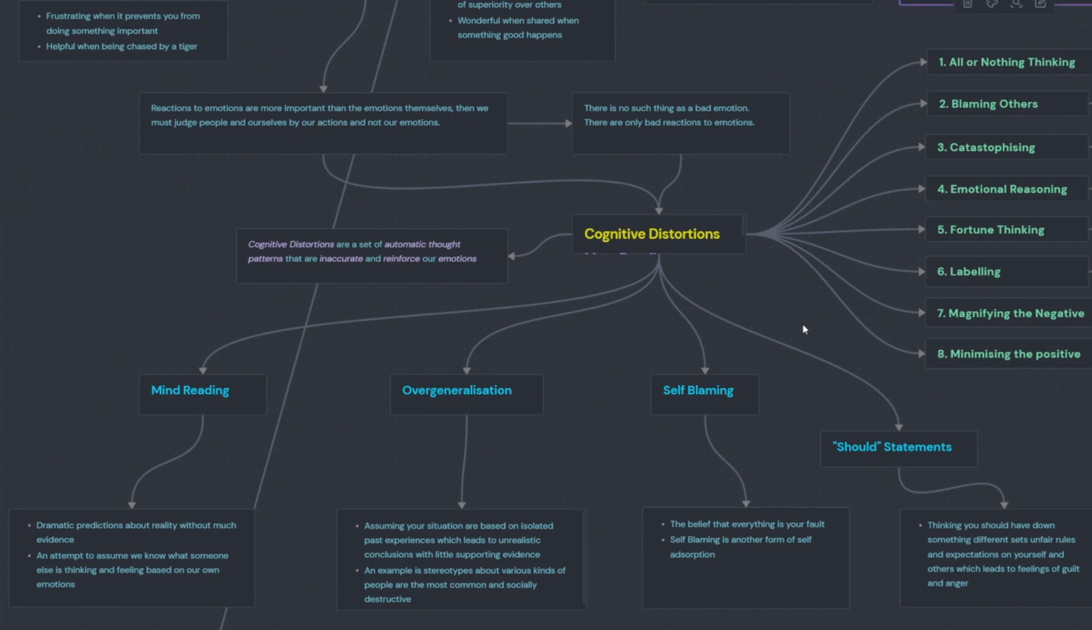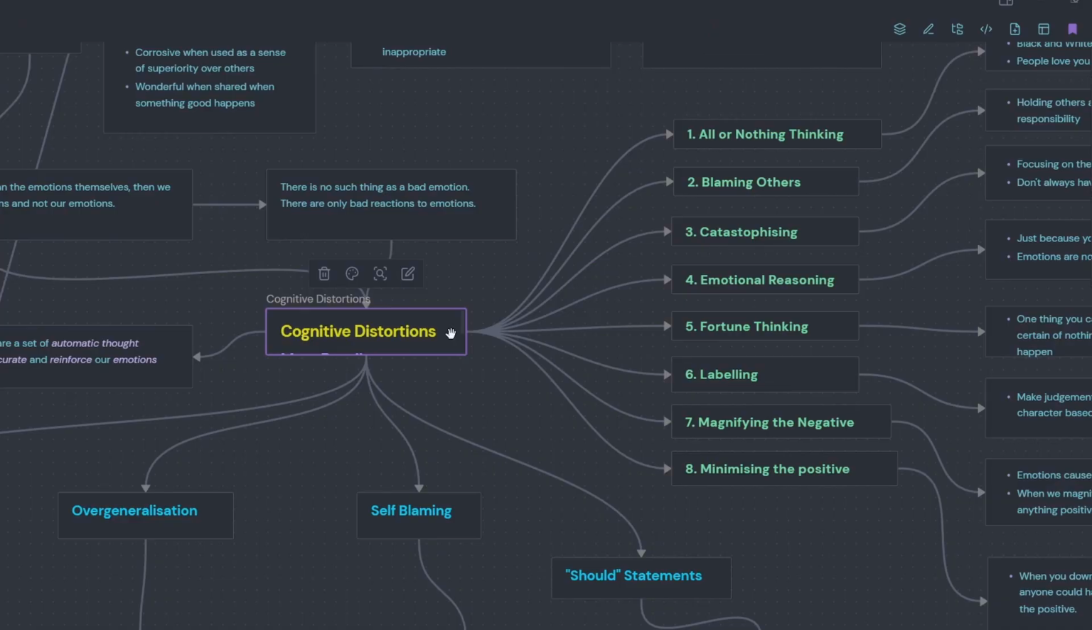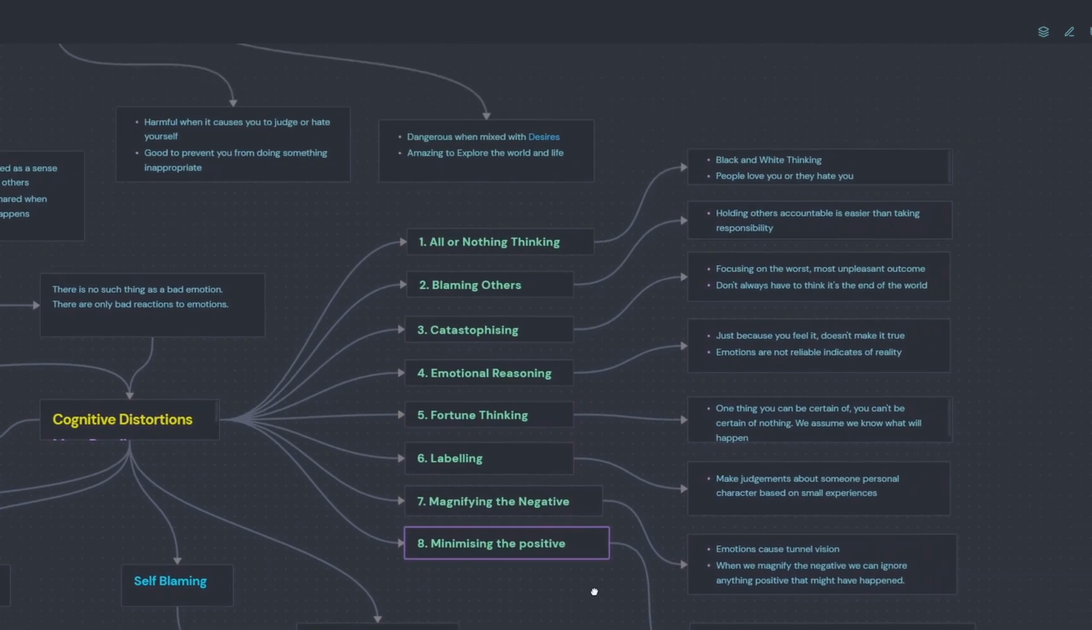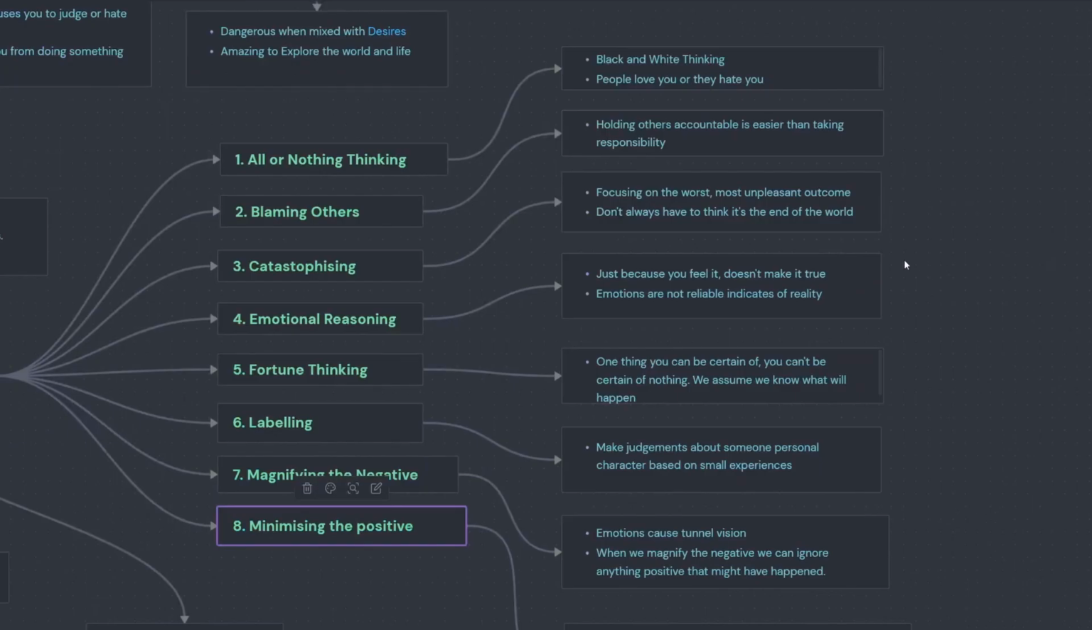Reactions to emotions have a tendency to create cognitive distortions. Some of these cognitive distortions include all or nothing thinking, blaming others, catastrophizing, emotional reasoning, fortune telling, labeling, magnifying the negative, or minimizing the positive. If we explore these cognitive distortions in more depth, we can see that all or nothing thinking leads to black and white thinking. People either love you or they hate you.